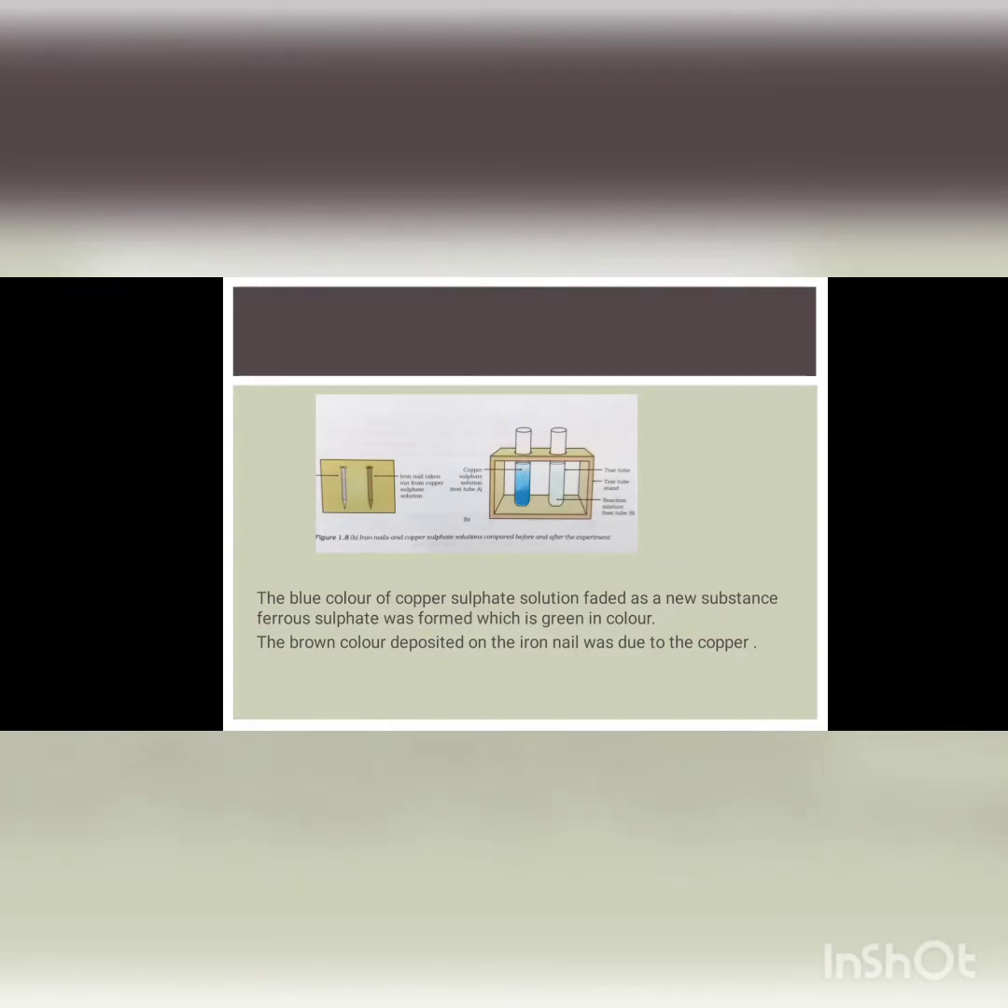It will be observed that the blue color of the copper sulfate solution fades out. As we compare it to the first test tube, we will see that the color changes to light green. This is because the iron in the iron nail has displaced the copper from the copper sulfate solution, and the color of ferrous sulfate is light green. That is why the blue color changes to light green. Also, you will find a brownish deposit on the nail, because of copper being formed.